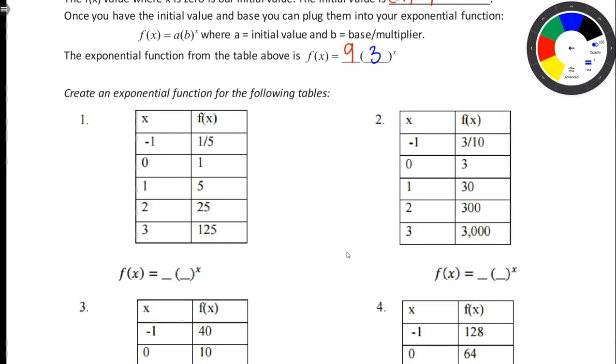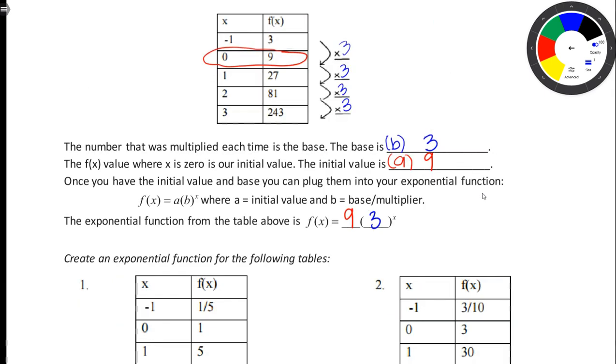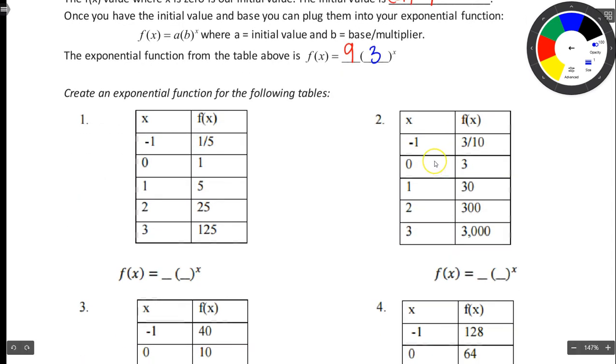We're going to do a couple of practice problems here. Create an exponential function for the following tables. You need two things: you need to know what your multiplier, or your base, is, and you need to know what your a value is, which is your starting value. The easiest thing to see from a table right away is your a value, your starting value. Your a value in this case is 1. That is your starting value.